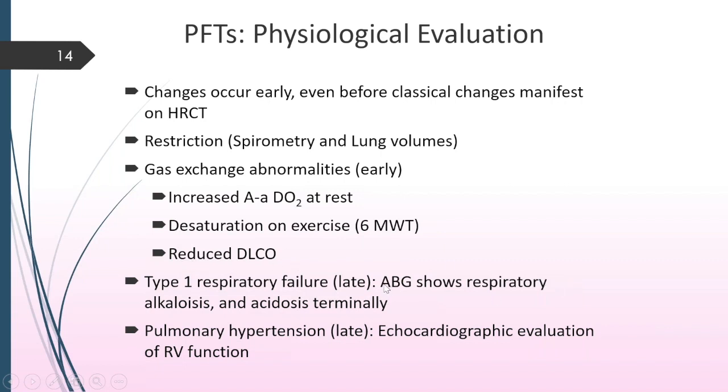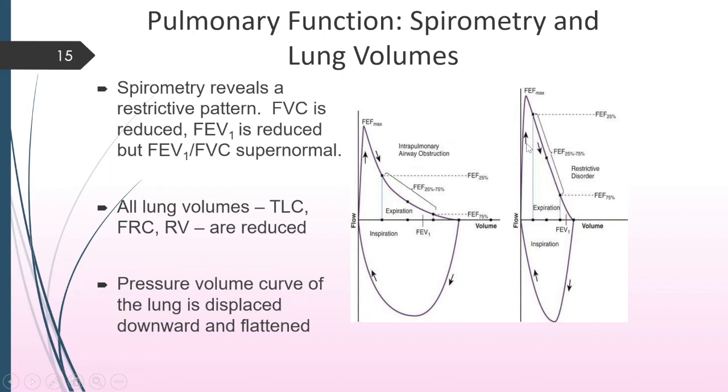ABGs will show a type 1 respiratory failure in more advanced disease because these patients hyperventilate, so they have a respiratory alkalosis. Later on, when the disease enters a late stage, pulmonary hypertension develops, and right ventricular involvement develops, leading to right ventricular dysfunction. So a good echocardiography is required in more advanced patients. This is a classical spirometry loop, a quick rise and quick fall, which is the opposite of what we see in asthma and COPD.